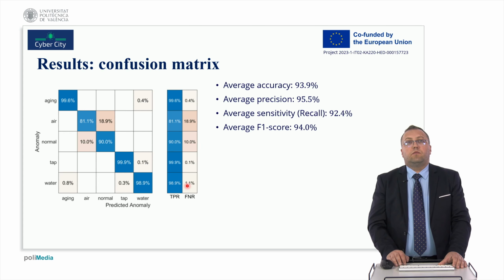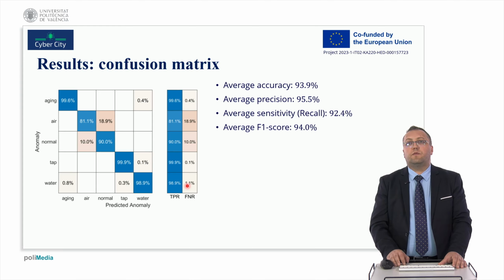So here we just do a short presentation of the main results. We have a confusion matrix showing an average accuracy of 93.9%, an average precision of 95.5%, an average sensitivity, the so-called recall, of 92.4%, and an average F1 score of 94.0%.